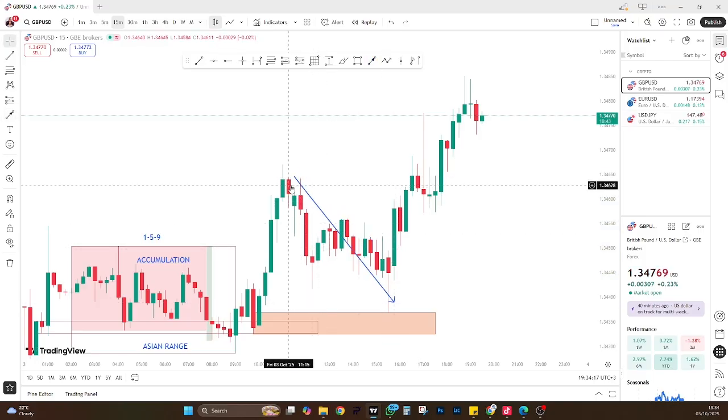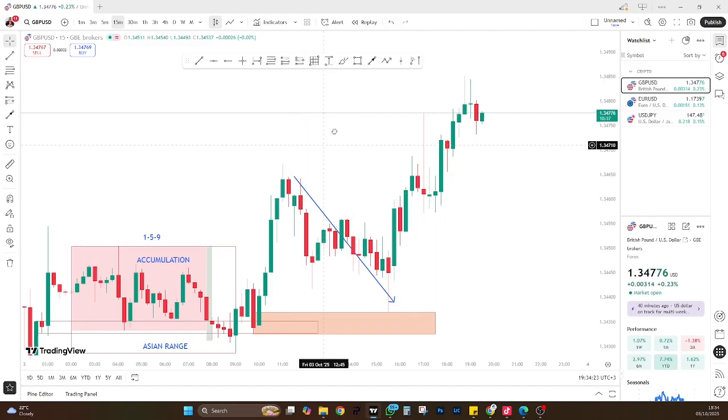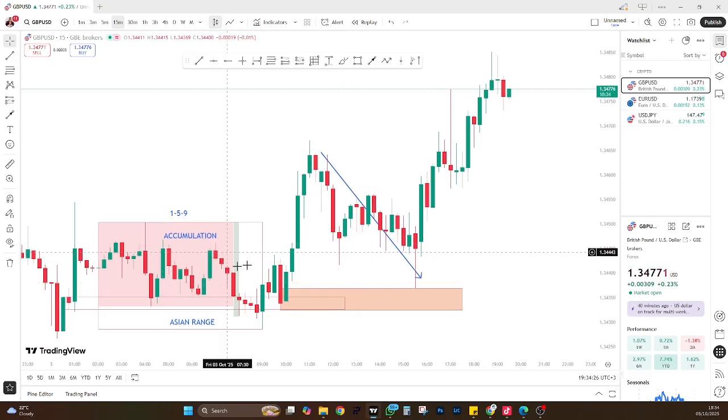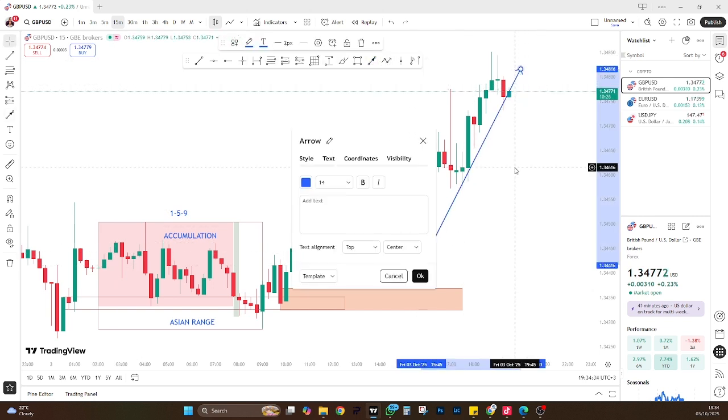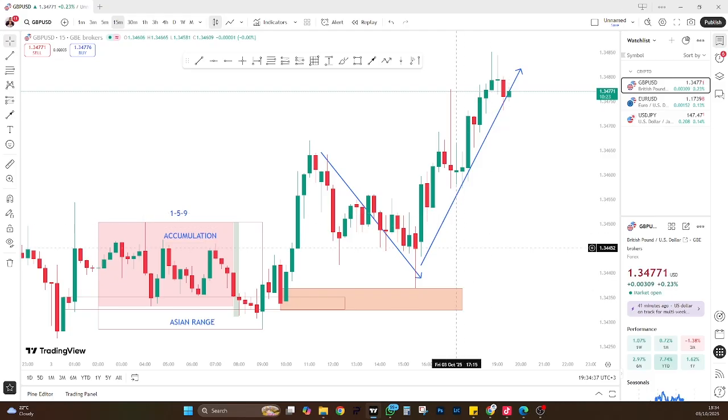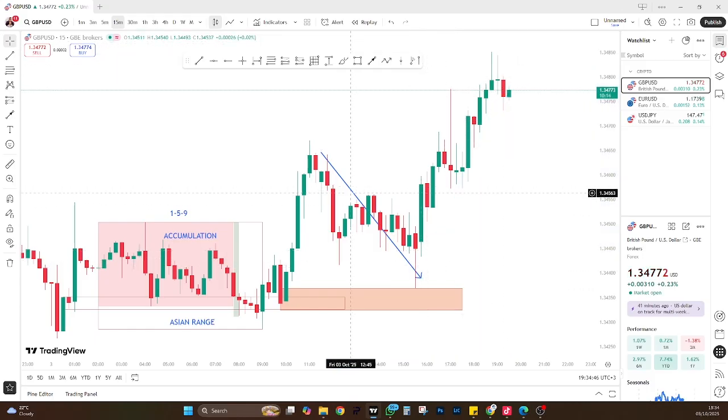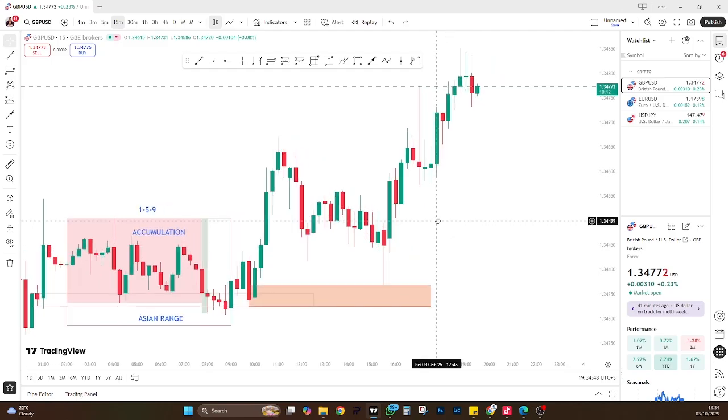It usually starts from 11, between 11 and 1. So this is our 1, this is our 5, this is our 9. This move is our 9. So this is actually the right move for the day. This is the right move for the day. But I want to show you something else.